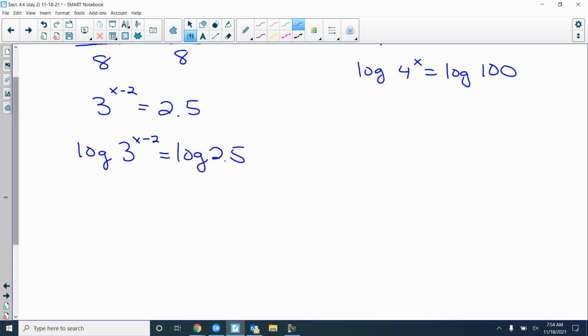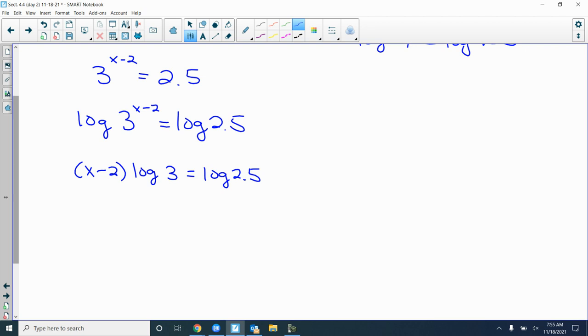Now, on that second one from that assignment, you had an expression in the power. The power comes out in front. So this becomes x minus 2 times log of 3 equals log of 2.5. You've got two options. You can distribute the log of 3 to both of those, but in this case, I can get away without doing that. I'm going to divide both sides by the log of 3.